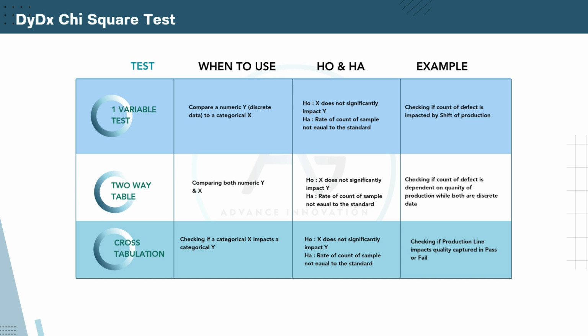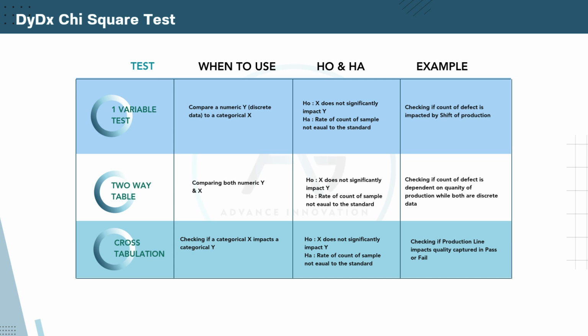When to use: when Y is numeric count data, e.g., number of defects, and X is categorical, like production shift. Hypotheses: H0, X does not significantly impact Y. HA, the rate or count differs significantly from the expected standard. Example: you might use this test to see if the number of defects varies across different production shifts.